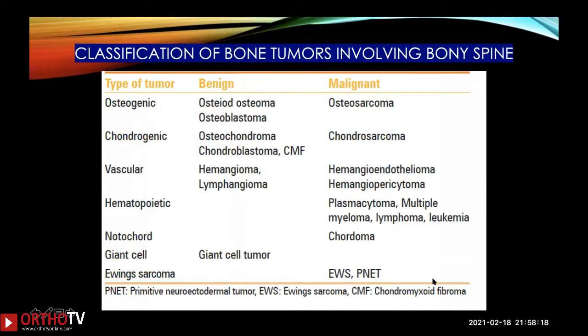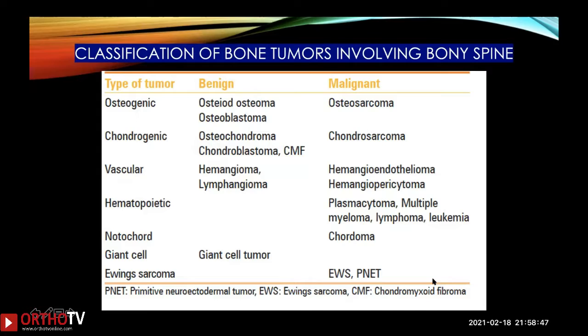If you look at the classification, which is based on the type of tumor, you have osteogenic, chondrogenic, vascular, hematopoietic, and other causes. Osteogenic, the most common are the osteoid osteoma and the osteoblastoma, which can become a sarcoma later on. Chondrogenic is the osteochondroma, which becomes a chondrosarcoma later on. Vascular, you have the hemangiomas and the lymphatic involvements. Hematopoietic are the ones which are usually malignant. They are the plasmacytomas and the multiple myelomas.